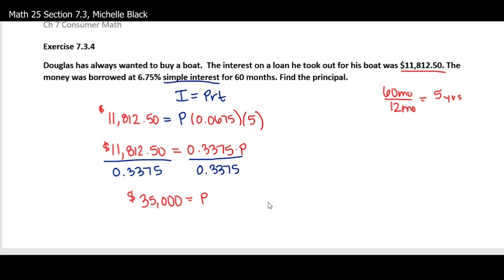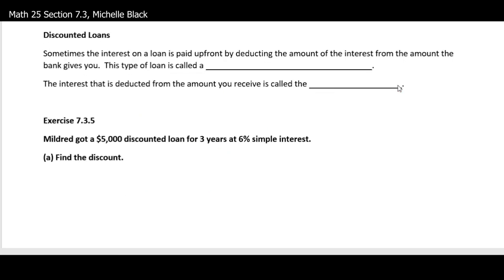So what we can see is that boats are very, very expensive. Just think, in total, not only did he have to pay back $35,000, he also has to pay back this $11,812. And if you ever heard that old saying, it says, the two best days of owning a boat are the day you buy it and the day you sell it.